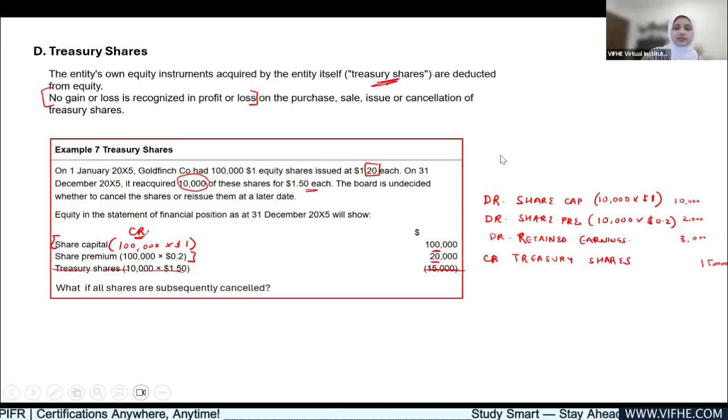So has everyone understood, or does anyone have a doubt in this journal entry, or does anyone just want me to repeat? Before I move to Carol, if anyone wants me to repeat treasury, I'll repeat it. Don't worry.